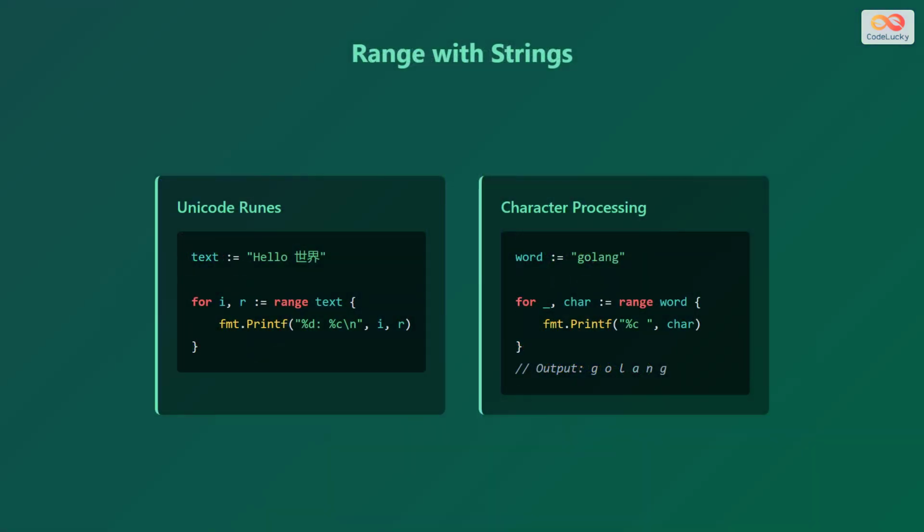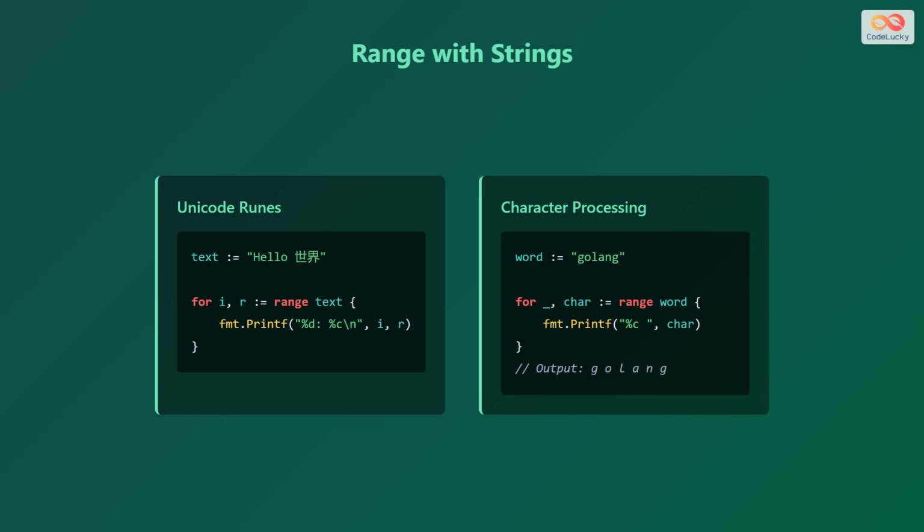Now, let's explore how to use range with strings in Go. When iterating over strings, range provides Unicode runes, which are Unicode code points, rather than just bytes. This is important for handling characters from various languages correctly. Here's an example demonstrating Unicode runes. We define a string variable called text with the value hello followed by Chinese characters. We then use a for loop with range to iterate over the string. Inside the loop, we print the index i and the rune r for each character in the string.